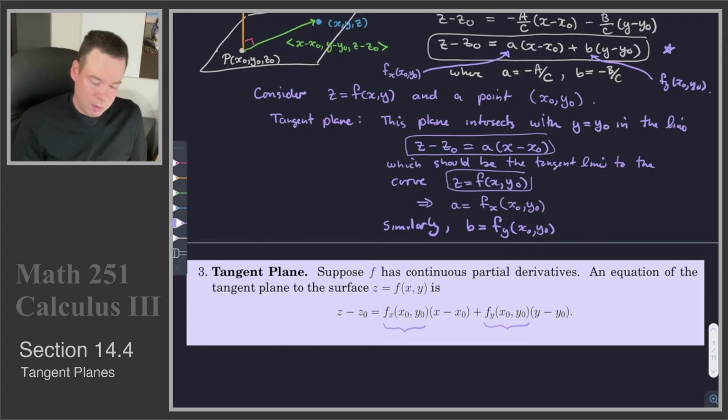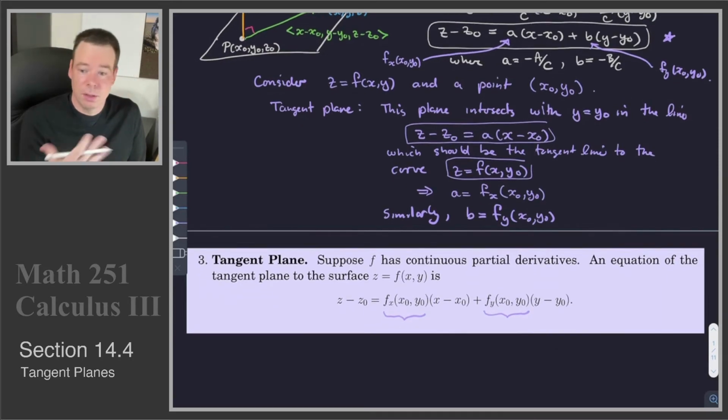You can see this very closely resembles the equation of a tangent line. If I was looking at the tangent line to a function z equals f of x, I'm just going to cancel out this thing, and that would be the equation of the tangent line. All we're doing here is adding on an extra variable. We've got a function of two variables, so what's the tangent plane? It's the x derivative times the change in x plus the y derivative times the change in y. Okay, so that's one way to look at this problem.